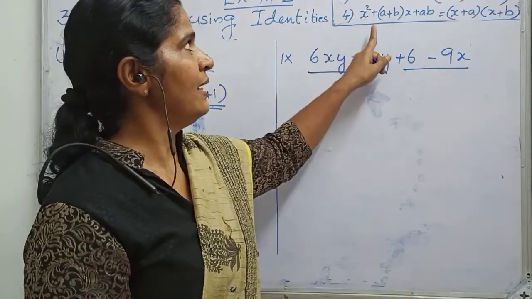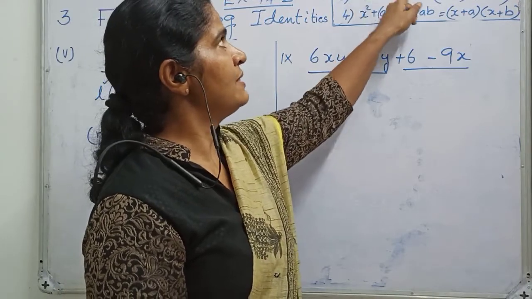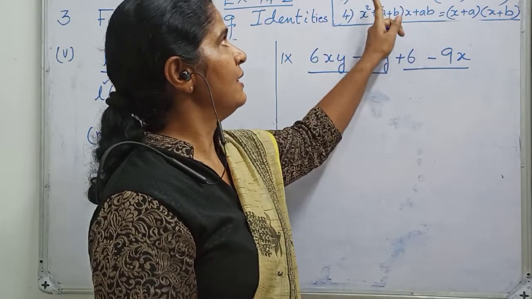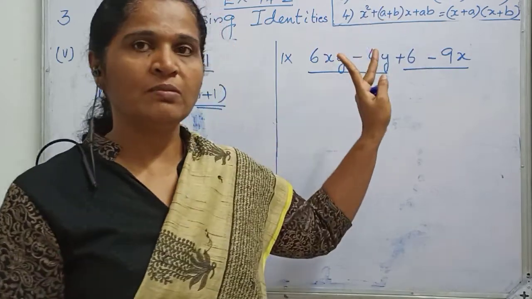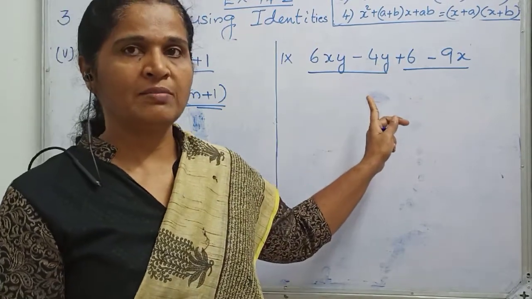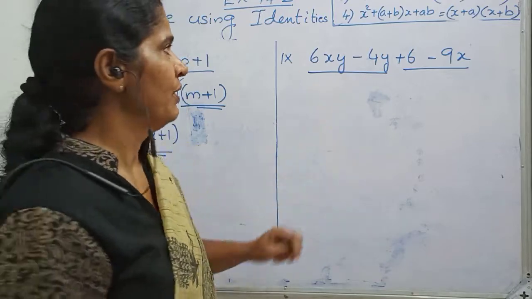There is no identity that has 4 terms in it. At maximum it is 3 terms. The first, second and last identities have 3 terms in them, and the third one has only 2 terms. So whenever 4 terms come, you have to do the common factor method. Repeatedly, 2 times, you have to take a common factor out.